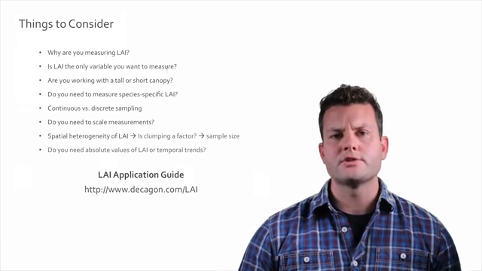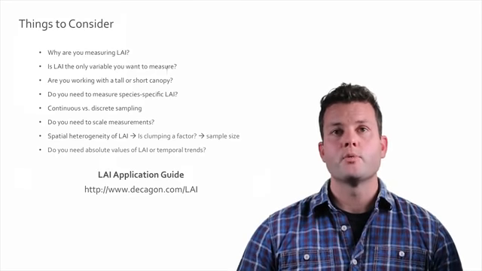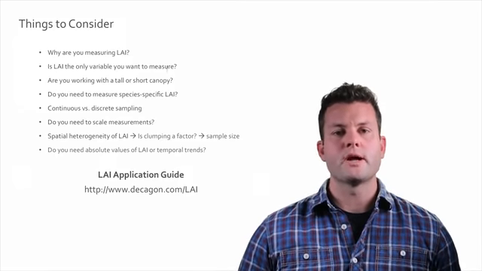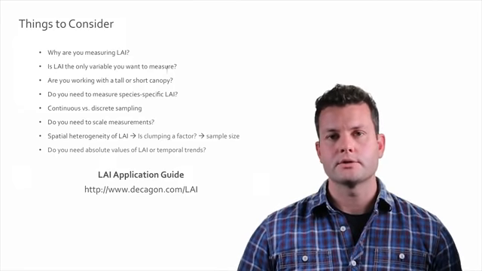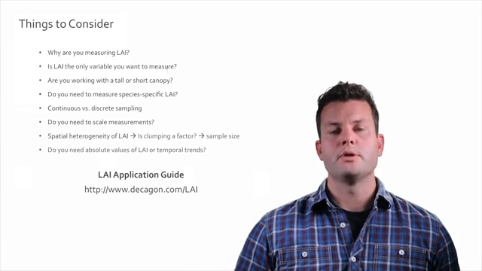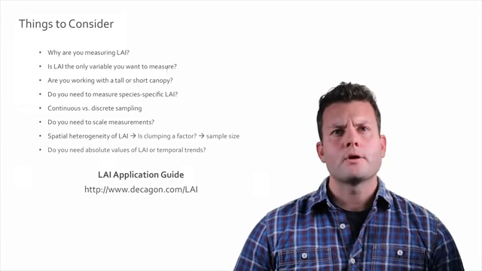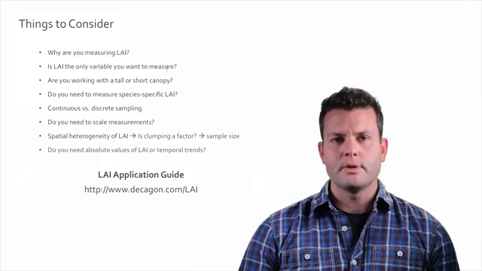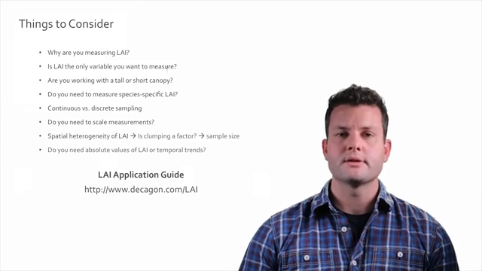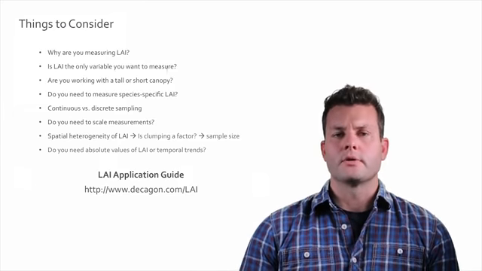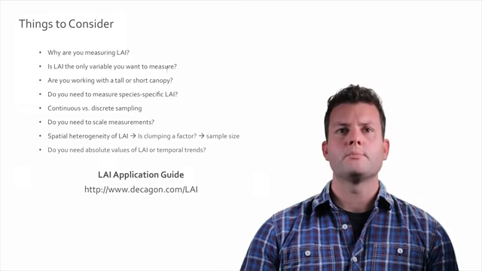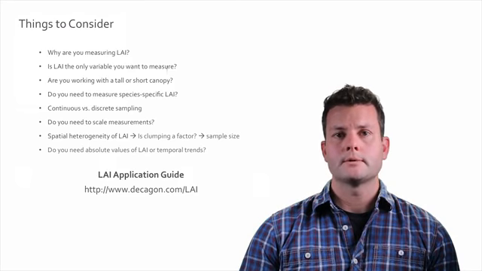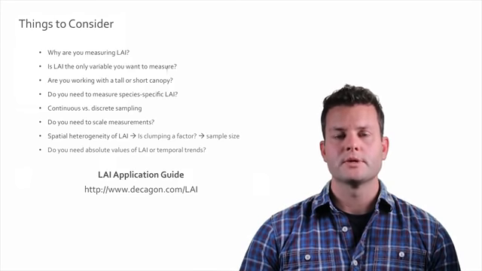Consider whether or not LAI is the only variable you want to measure. So for example, we saw that hemispherical photography can produce several metrics about the canopy structure in addition to LAI that might be useful. Are you working with a tall or a short canopy? If you're working in an extremely tall canopy, maybe it's not feasible to put an NDVI sensor up above it because you just don't have the infrastructure to reach the top of the canopy. In that case, maybe you're looking at hemispherical photography or some sort of light transmission measurement like the LP80 gives.